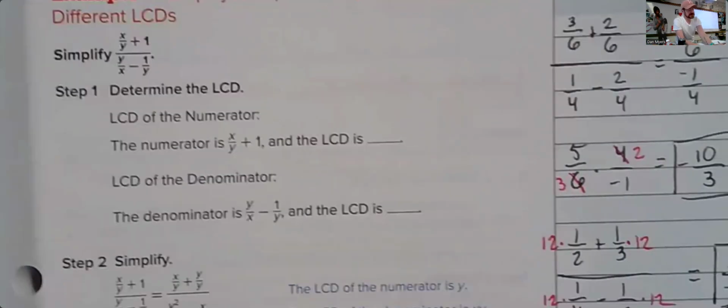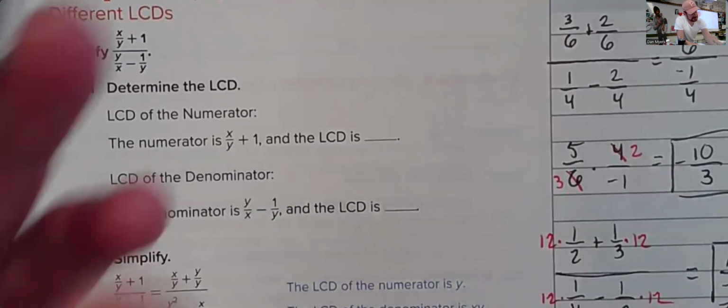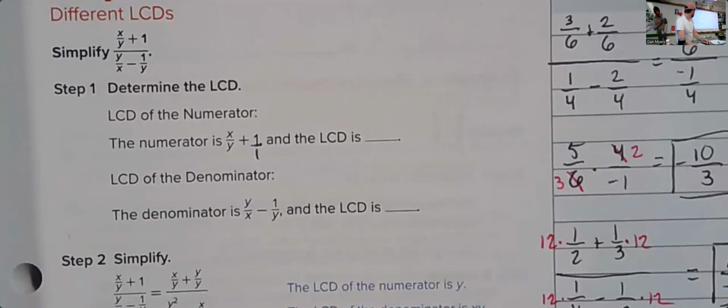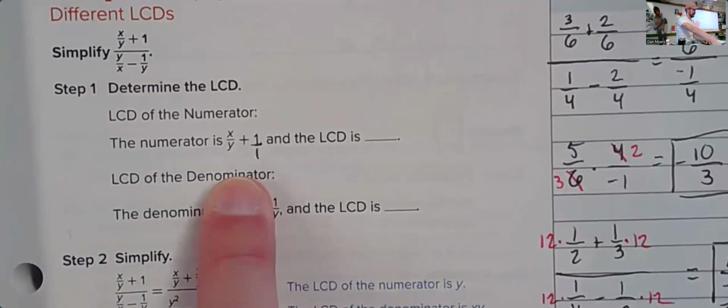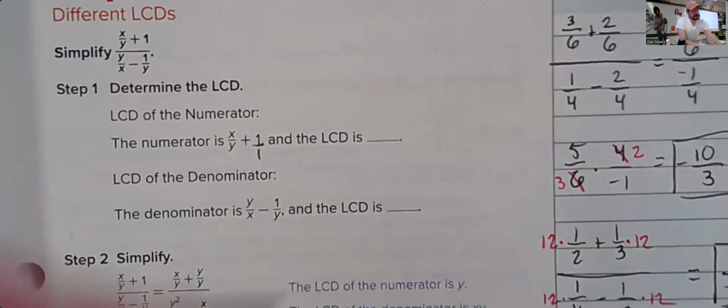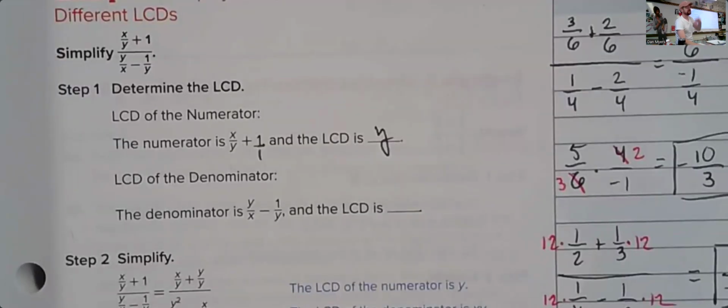So the numerator is written separately here. And if we have a denominator of y here, this denominator here technically would be 1, so you could write 1 over 1. What's the common denominator of this fraction? What is it? One y, yeah, or just y. So the common denominator of the numerator is y.